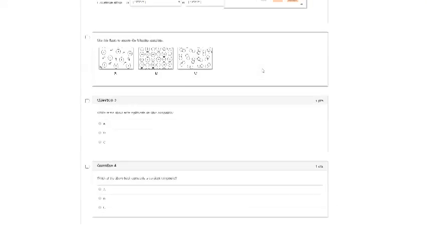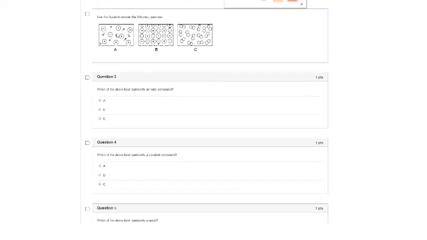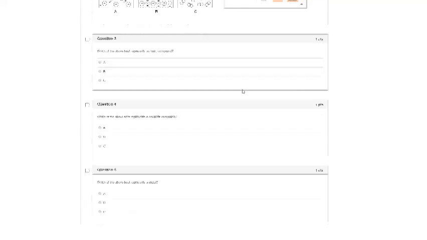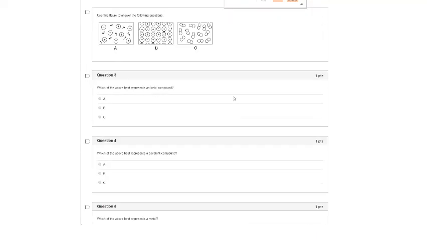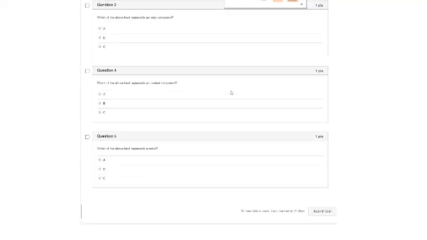The last 3 questions all refer to these diagrams A, B, and C. Essentially you're going to choose which of these represents an ionic compound, which represents a covalent compound, and which one represents a compound that's essentially using metallic bonding as a way of holding itself together.